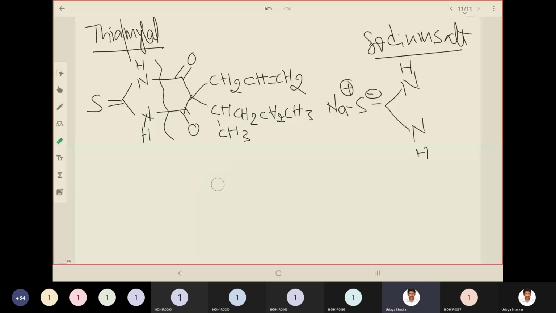So next, let us see the structure of thiopental sodium so that it will be easy to compare. First, I'll write the structure of thiopental. It is also a derivative of barbiturate. This is the basic structure of barbituric acid with two substituents here. One is ethyl, the other one is the same as that of thiamylal, that is pentyl.